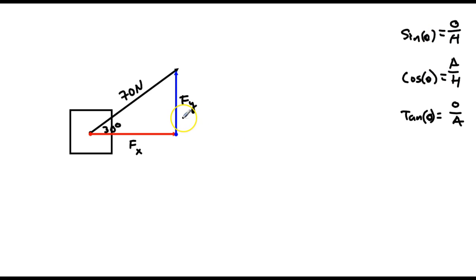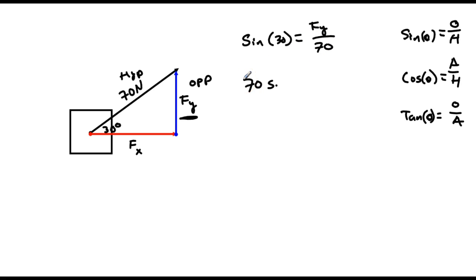Now, let's suppose I want to know the y force first. This is the opposite side to this angle that we're talking about. This is the hypotenuse. Which trig function uses opposite and hypotenuse? It's going to be the sine. So I'm going to write out the sine of my angle, sine of 30, is equal to the opposite, Fy, force in the y direction, over the hypotenuse, 70.